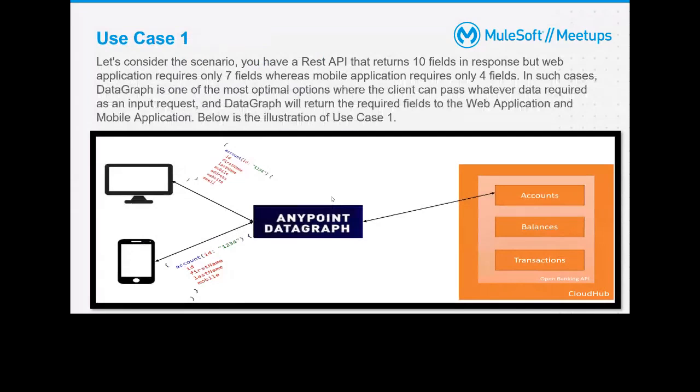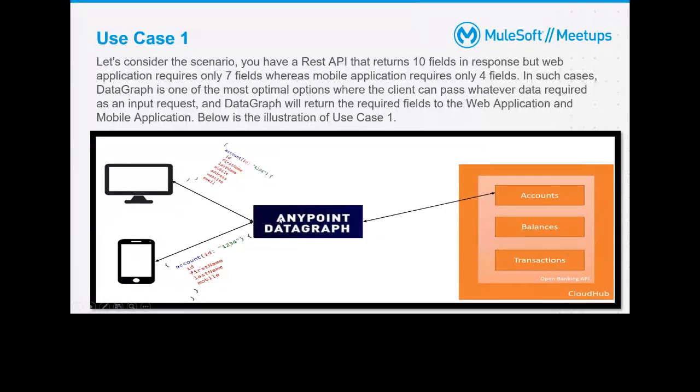Let's discuss some of the use cases. For one use case, let's consider this is my Anypoint Data Graph, which I have configured. I have a mobile application and a web application. Let's consider I have a banking API, and in it I want to fetch the account details. My mobile application says I don't want all the fields, I just require 4 fields, whereas the web application says I require all the fields.